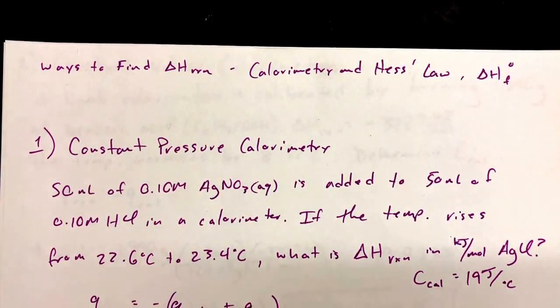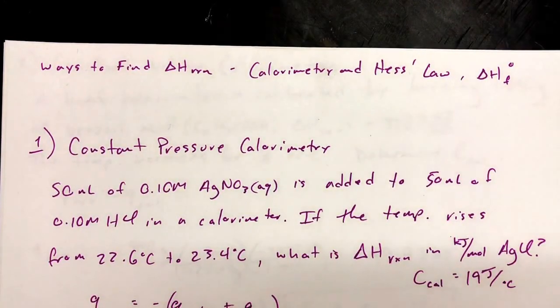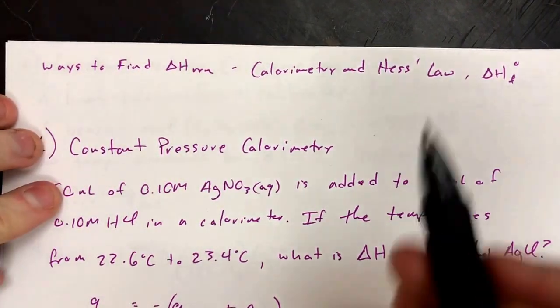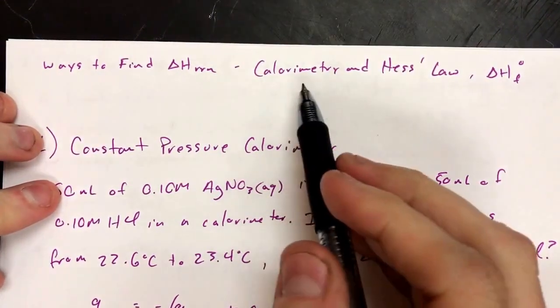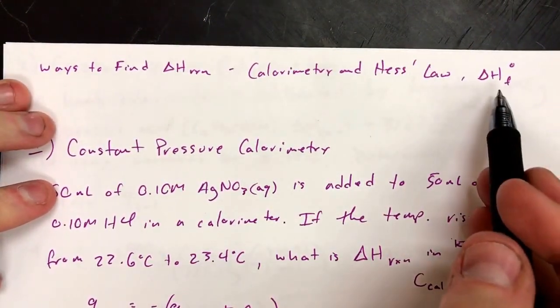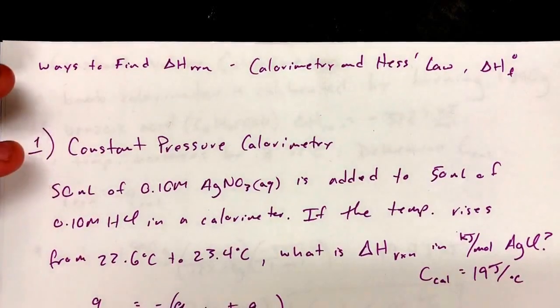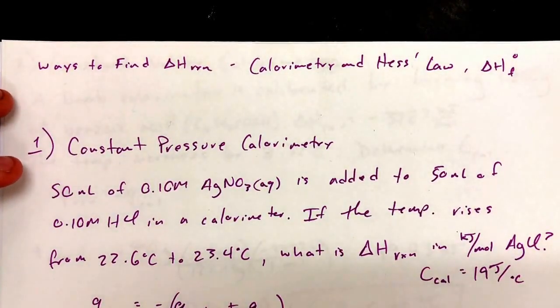Alright guys, so here's what we talked about on Thursday and Friday. We found different ways to find delta H of the reaction. There are three different ways that we talked about. Well, kind of four, because there's two types of calorimetry, and then Hess's law and the delta H formation. So we've been doing calorimetry so far that does not talk about delta H.